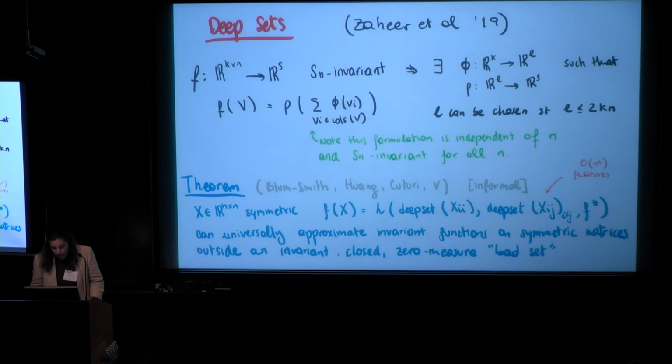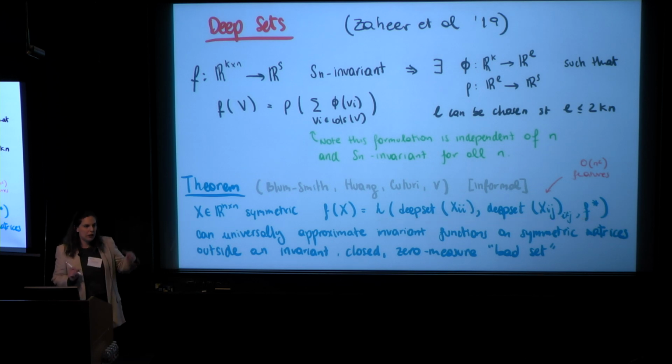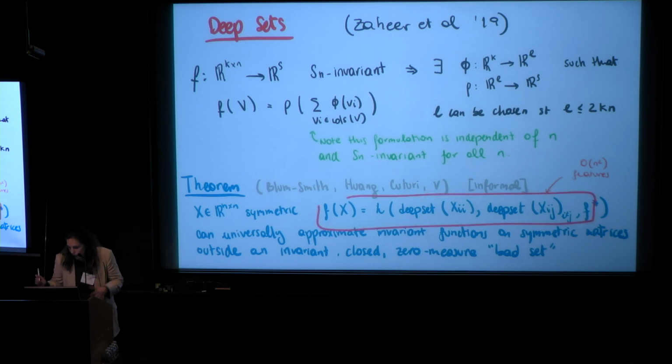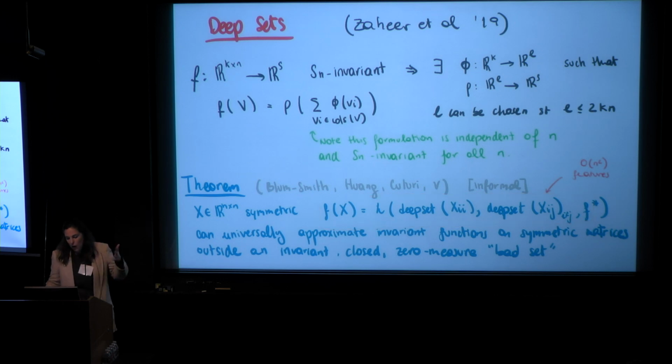And so using a deep set architecture, we can define our class of functions to be computing some function of a deep set of the diagonals, a deep set of the off-diagonals, and the extra term that we constructed using Galois theory. And we can show that this architecture can universally approximate invariant functions on symmetric matrices outside an invariant closed measure zero bad set. That's the idea.